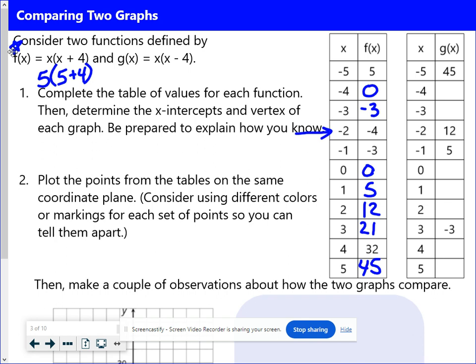Okay. So that's my f function all figured out. We found the vertex. The x-intercepts, we should be able to find that also. The x-intercepts, remember, that's where the y values are equal to 0. So that will be right here and right here. Okay. So we can move on to the g function.